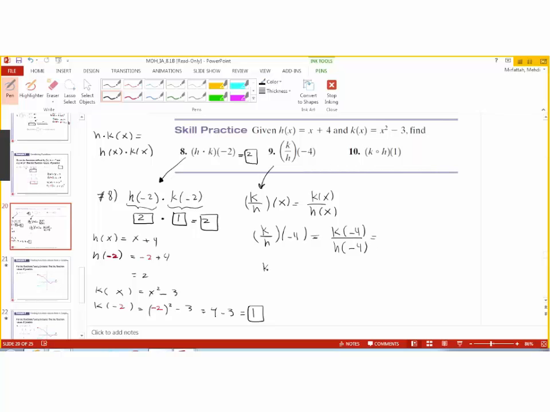How do you find k of negative 4? In order to find k of negative 4, first you find k of x, which is x squared minus 3. Very good. You take the negative 4 and you plug it in where x is, so you have negative 4 squared minus 3.